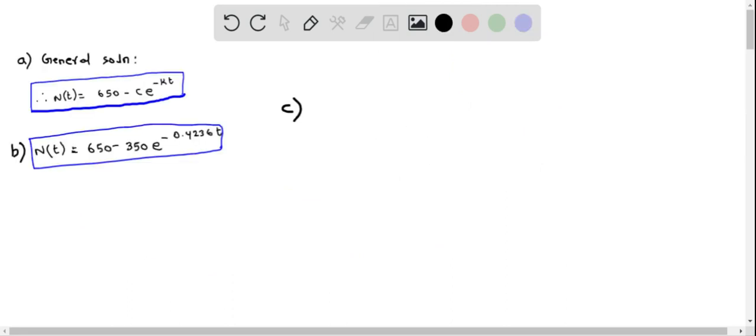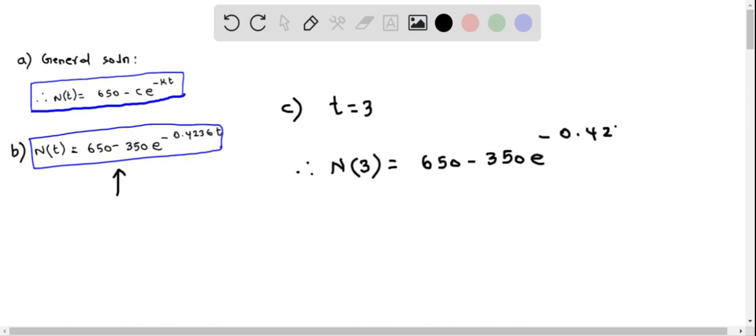In part C, we determine the population when t equals 3. So we have to plug in t equals 3 into the particular solution that we found in part B. So therefore, it becomes N of 3, and this equals 650 minus 350 times e raised to the power of negative 0.4236 times 3. And so when we plug this expression into the calculator and approximate to a whole number, we get approximately 552, and this is coyotes.